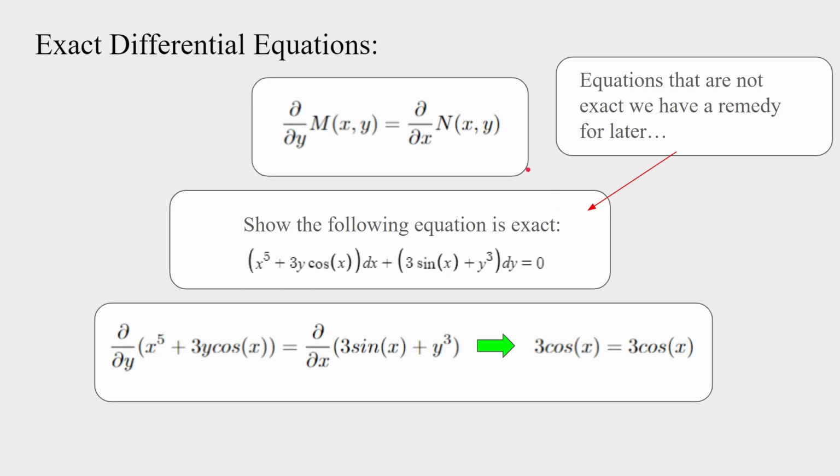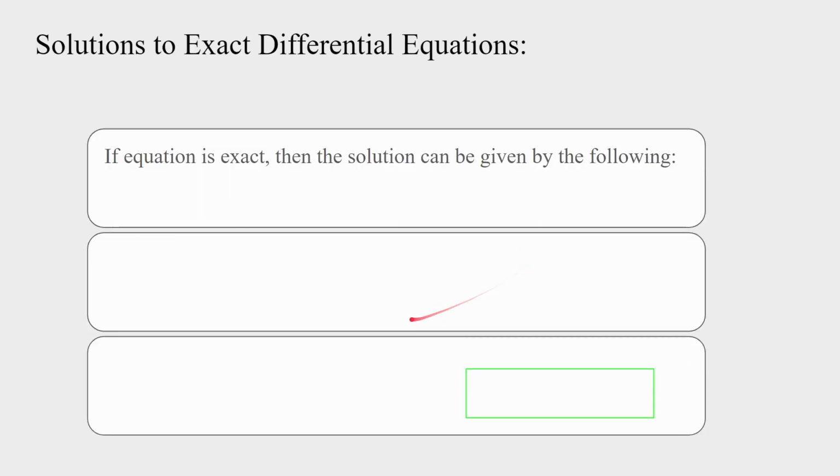So this is an example. The following equation is exact. You have to test to see if it is exact. And we do that by taking the partial with respect to y of this part and the partial with respect to x of this part. And we see that they are actually the exact same. So this one is an exact equation. If they are not exact, I will explain what to do later, and it does involve an integrating factor.